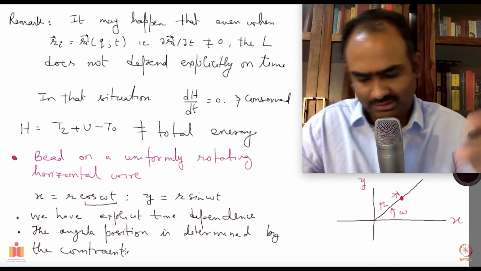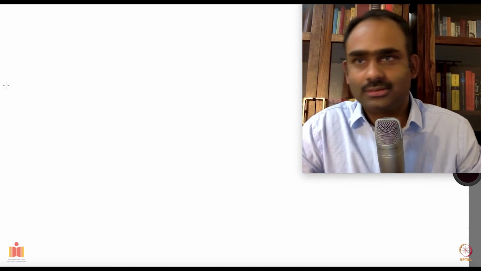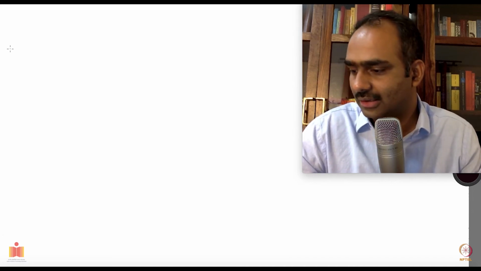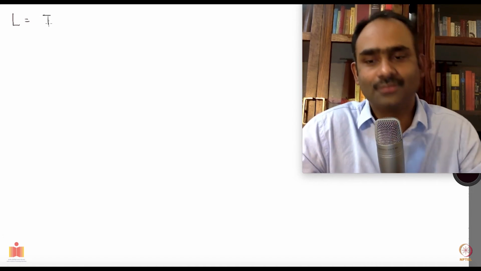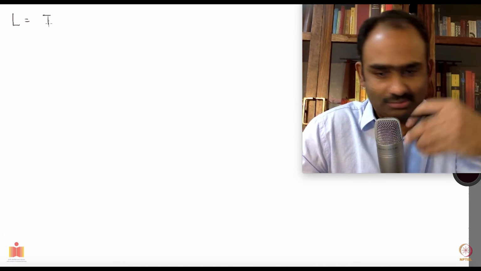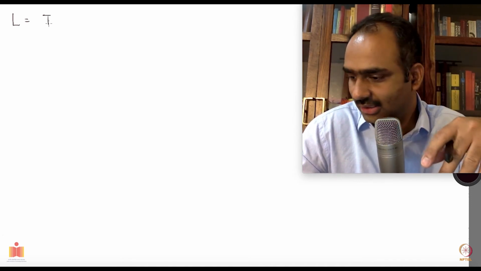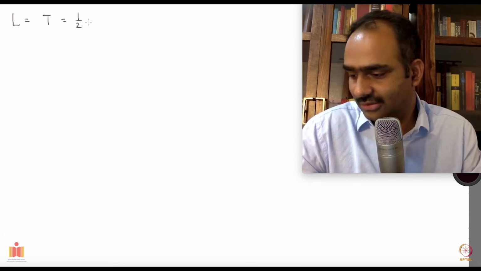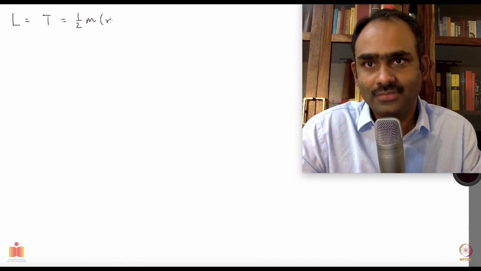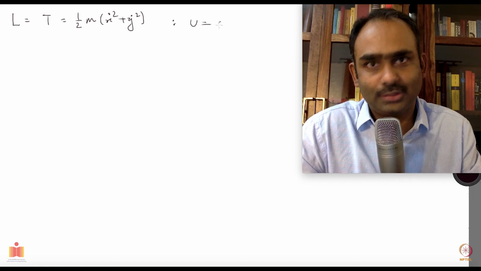I believe we have already done this example earlier, so you can do the following. So clearly the Lagrangian in this case is just the kinetic energy, because there is no potential energy involved in this problem. So it's just the constraint. There are no other forces acting on the bead other than the force of constraint. So your kinetic energy is all you have in the Lagrangian: half m times x dot square plus y dot square, and as I said, the potential energy is 0.